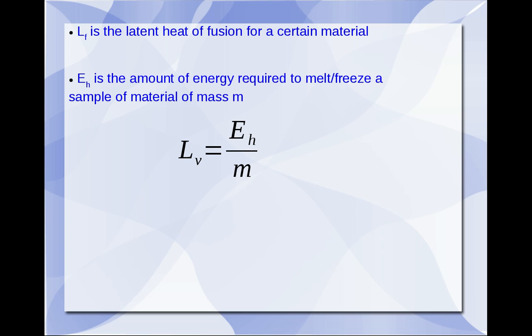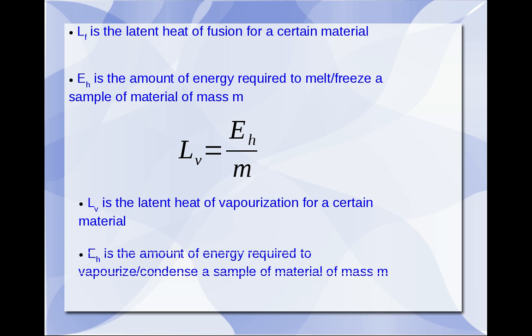And we see something similar for what we call latent heat of vaporization. So this is for changing from liquid to gas or from gas to liquid. So L_V is the latent heat of vaporization, again measured in joules per kilogram for that material. And E_H is the amount of energy required to vaporize or condense the sample of mass m.